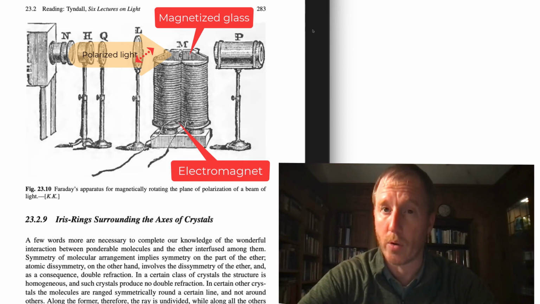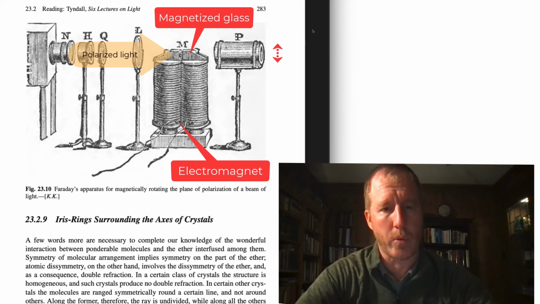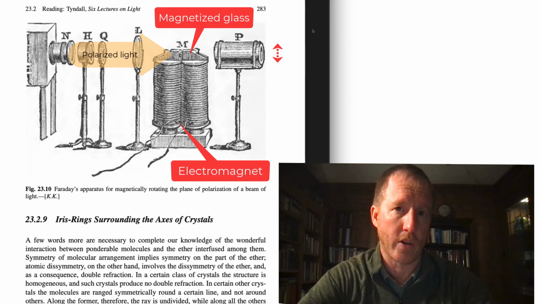But here's the important experiment that Faraday did. He noticed that if you suddenly magnetize the glass, you apply a strong magnetic field, suddenly you are able to see the light passing through the cross polarizers. In other words, polarized light becomes rotated. That is, the plane of polarization becomes rotated when passing through a magnetic field. And the degree of magnetization alters the degree to which it's rotated. This is called Faraday rotation. It's not what it was called at the time, but has come to be known as Faraday rotation.